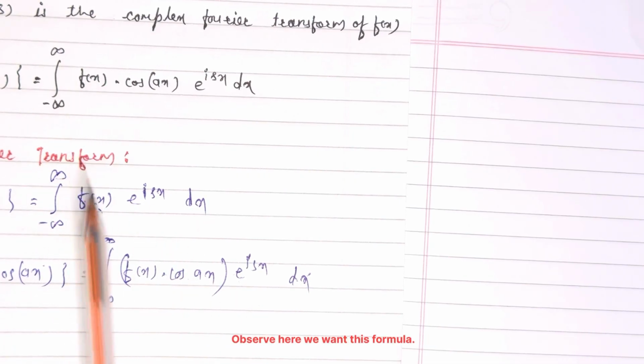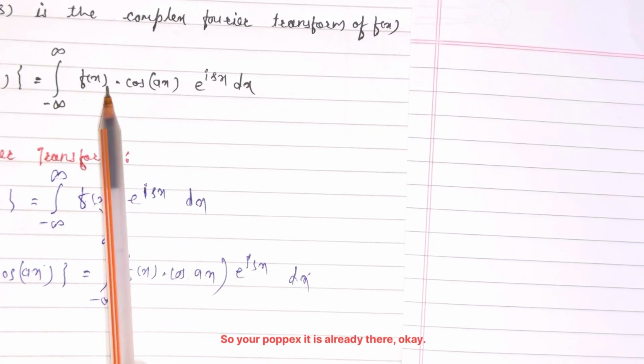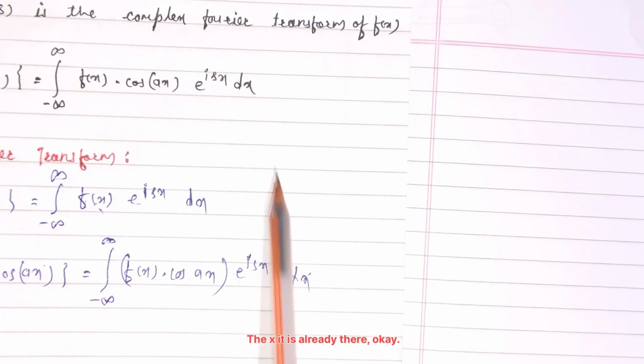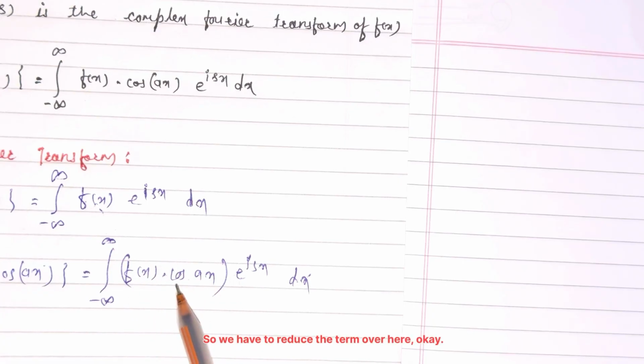Now we are going to reduce this one. Observe here, we want this form, we are trying to convert this integral into this one. f of x is already there, e raised to isx is already there, dx is already there. So we have to reduce the remaining term over here, and I'm going to reduce this term now.